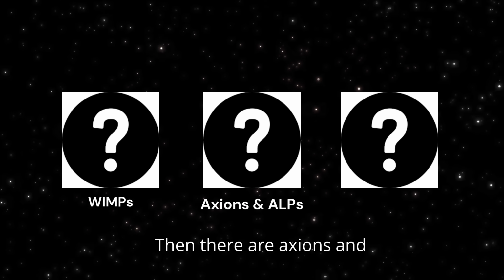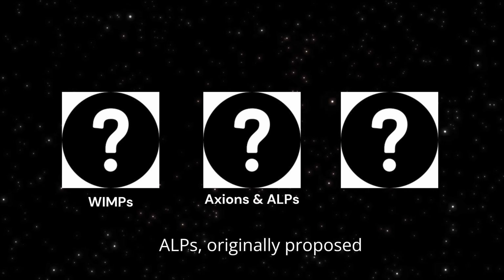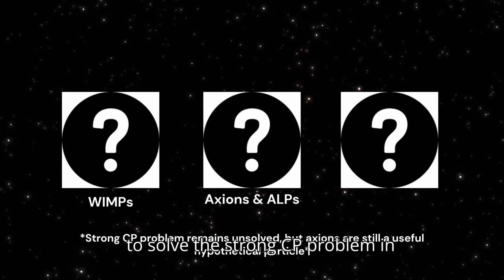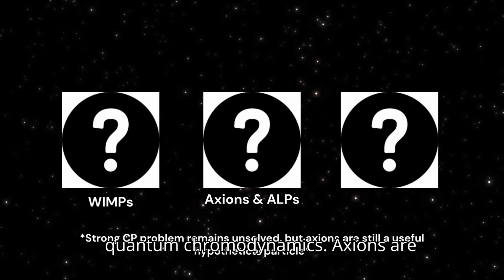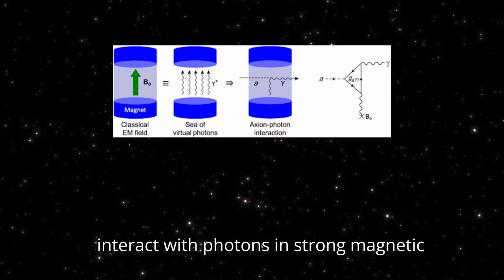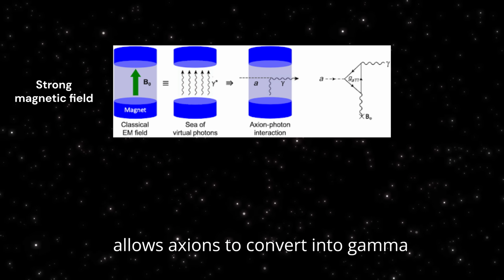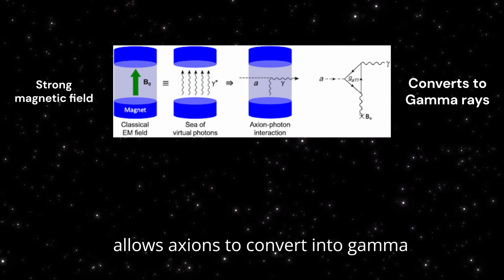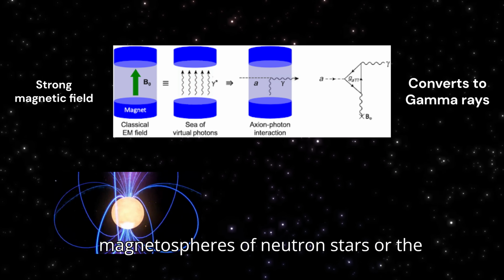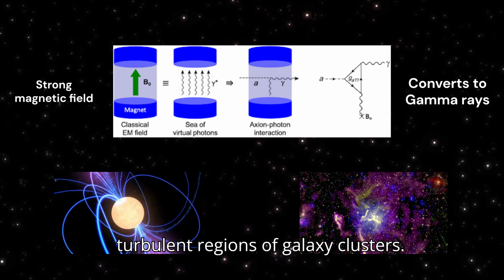Then there are axions and axion-like particles, or ALPs, originally proposed to solve the strong CP problem in quantum chromodynamics. Axions are extremely light particles that can interact with photons in strong magnetic fields. This unique property allows axions to convert into gamma rays in extreme environments, like the magnetospheres of neutron stars or the turbulent regions of galaxy clusters.